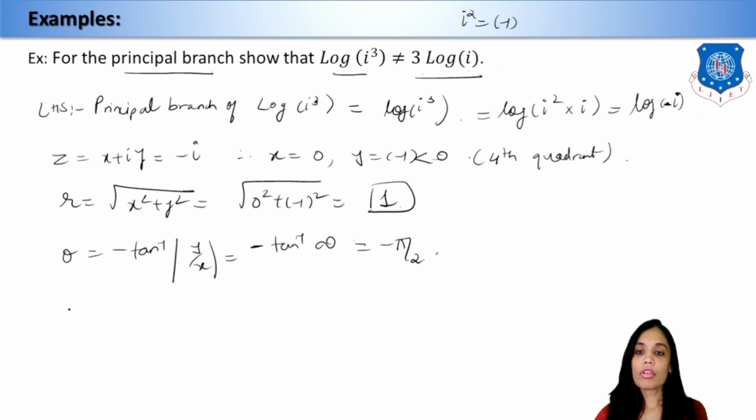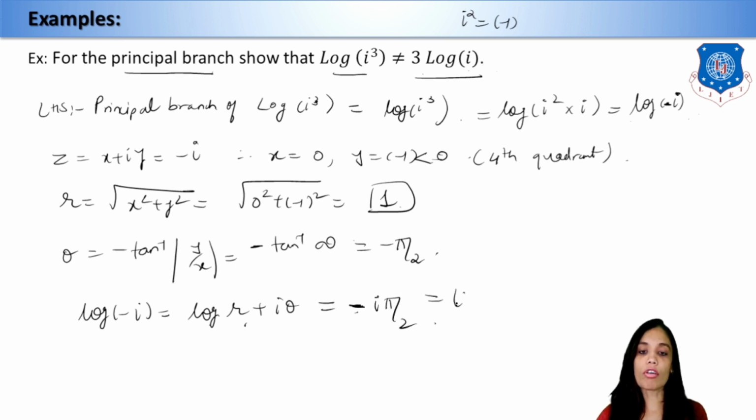So now the answer of log of minus i, using the formula, we have to apply the formula log r plus i theta, right? Now put all the values, the value of r is 1, but log 1 is 0. So only what will be the answer? i pi by 2. So this is the answer of LHS. Okay, that is minus i pi by 2.